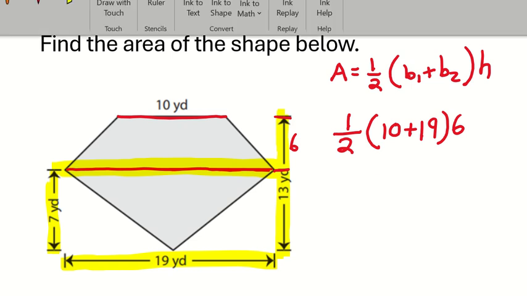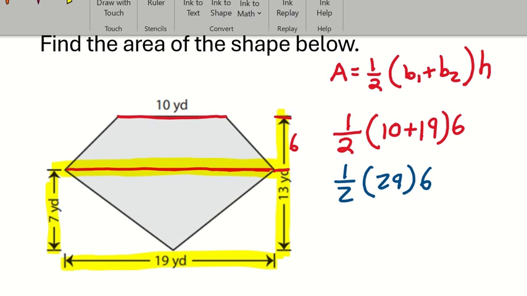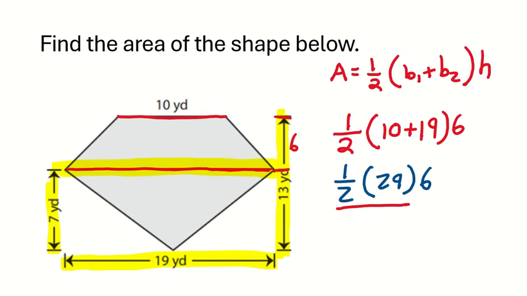Okay, now it's just a matter of using our handy-dandy formula to solve everything. So let's dive right into it. We've got 1/2, and then let's do the parentheses. 10 plus 19 is going to be 29, so 1/2 of 29 times 6. Now, I can just multiply all the way across, or I can switch the order. Because of the commutative property of multiplication, if I multiply 1/2 by 29, I'm really just dividing it by 2. So I can just do 29 divided by 2 on my calculator, and I'll get 14.5. And that leaves me 14.5 times 6.